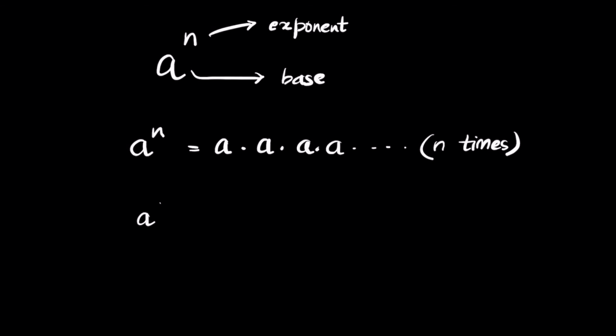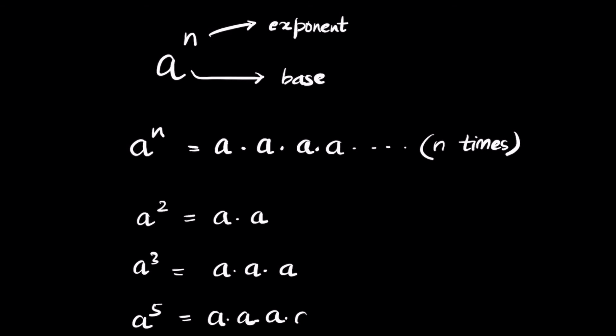For example, if it is a square, we multiply it twice. If it is a cube, we multiply it thrice. In the same way, if it is a to the power 5, we multiply it 5 times. So this is the concept of an exponent. Now let's discuss the first rule of exponents, the product rule.